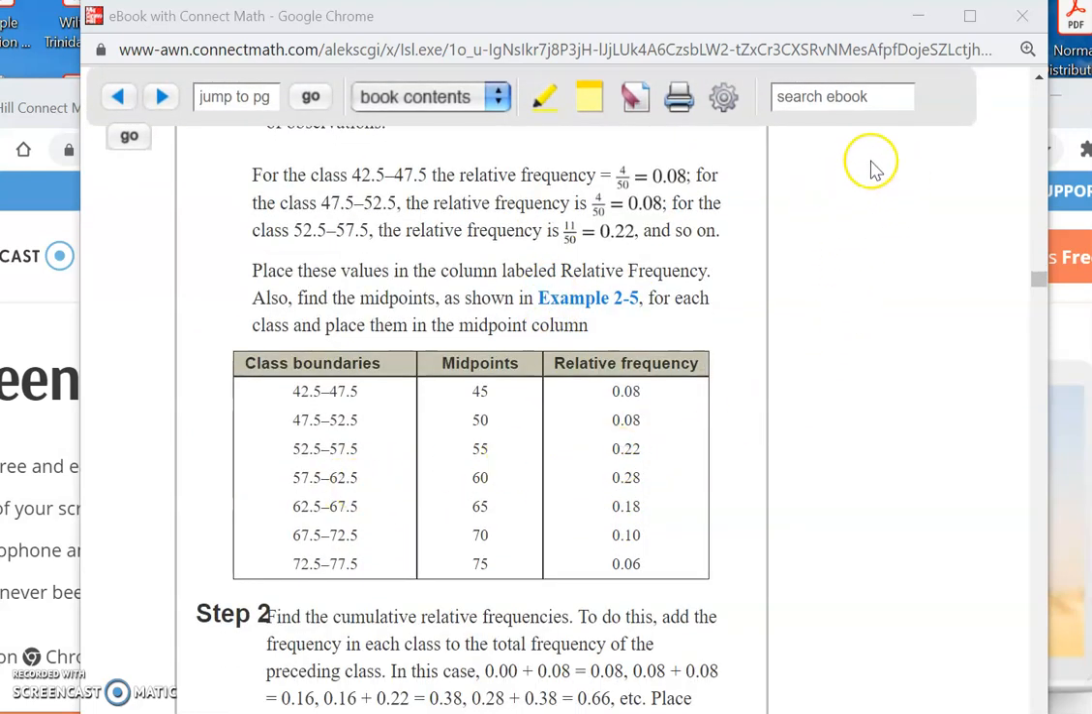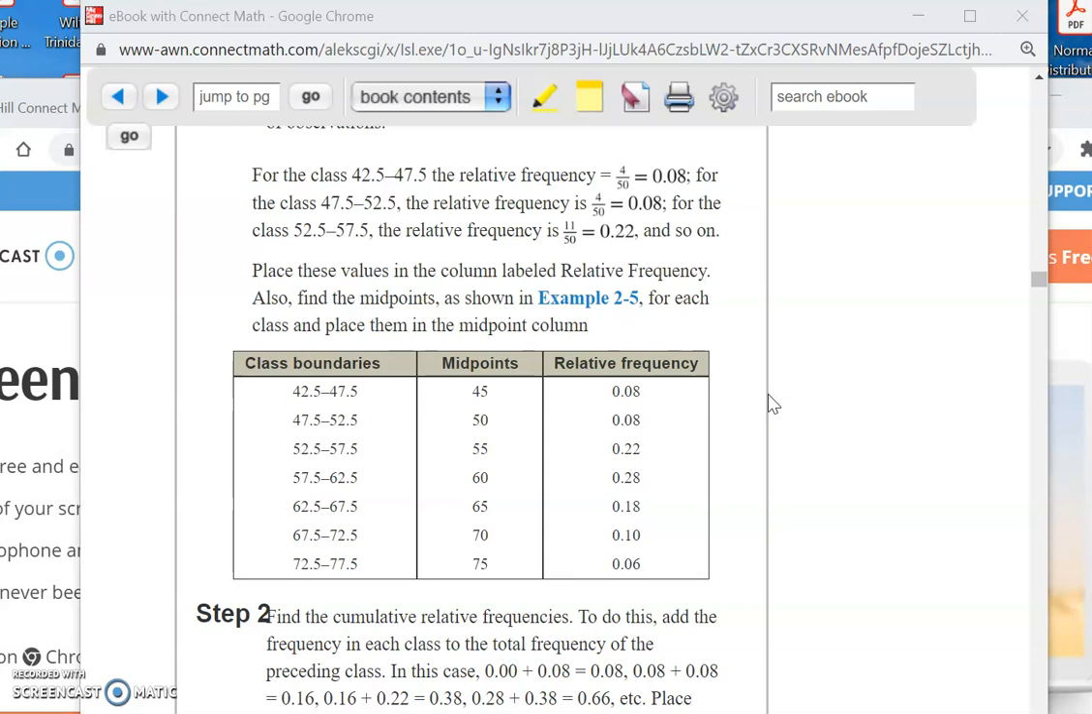Now, if it's not a simple one like that, well, that's why we invented calculators. You just plug it into your calculator. Okay, so now we have the class boundaries, we have the midpoints just like we did before, and now we have the relative frequency. And the reason this is important is many times you don't really care that much about the actual numbers. Many times what you're really interested in is the relative frequency, not the actual frequency.